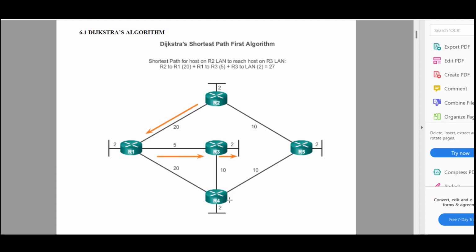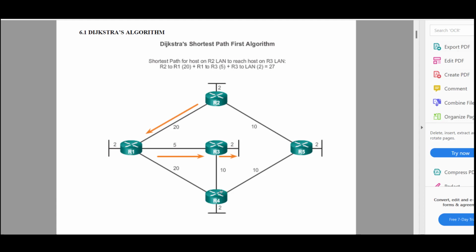Suppose I want to reach from R1 to R3 and send my packet. It is going to check the number of hops. Now you can see, one jump and this is 2 hops. So within 2 hops you can reach. This is called the shortest path. In distance vector, they will consider only the hops.